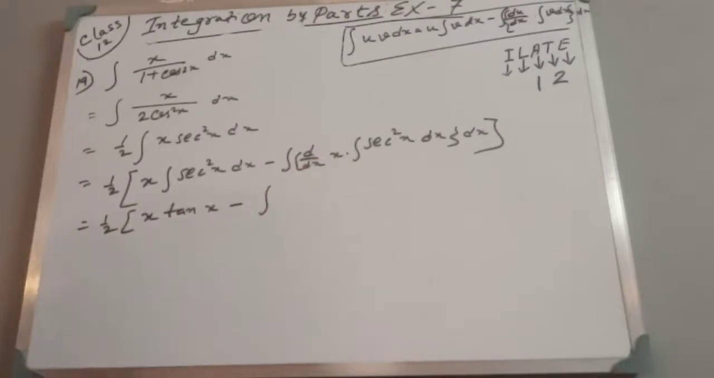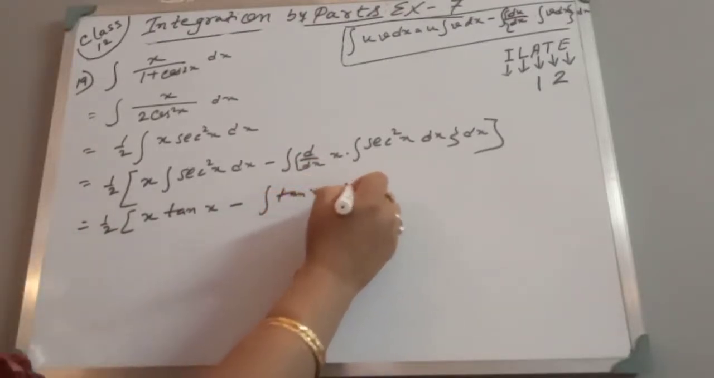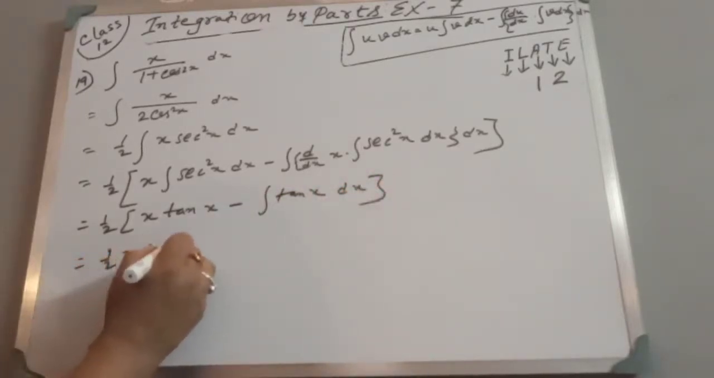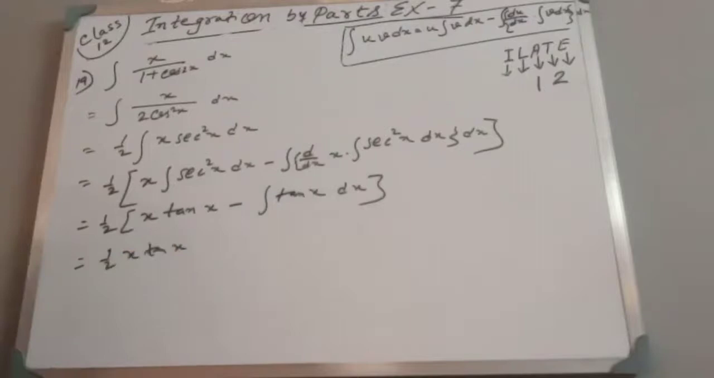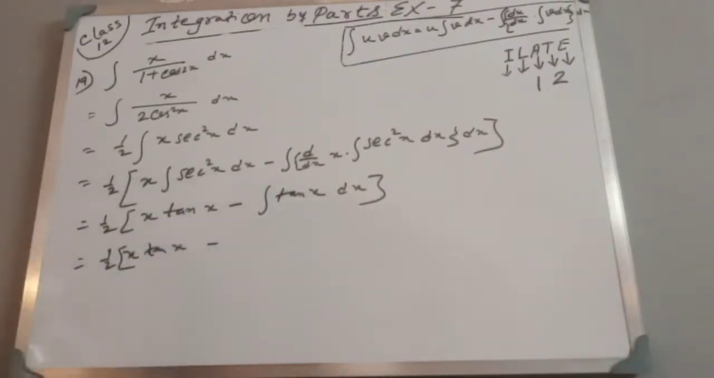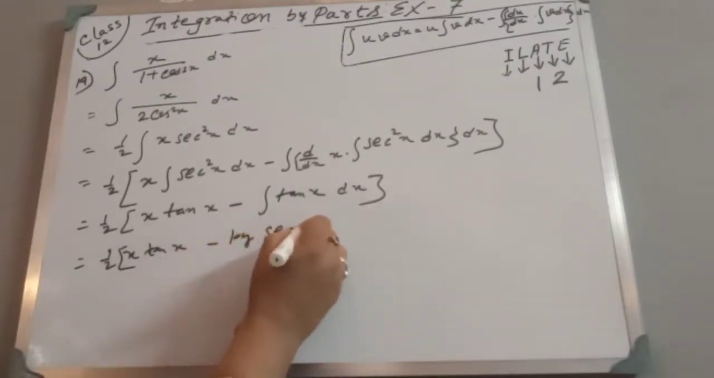Okay, now half x integral sec square x, we know that is equal to only tan x, minus integral d/dx of x is 1, and integral sec square is again tan x. So it's coming only tan x dx here. So half x tan x minus integral tan x, which means log sec x. So it is coming log sec x.